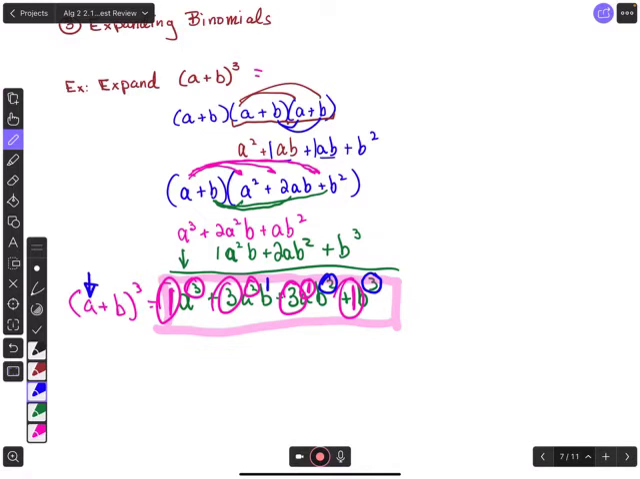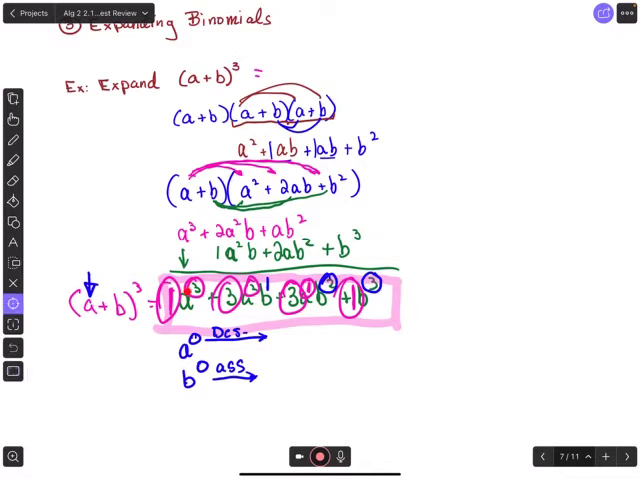Some people look at it as the a exponent goes descending, and the b exponent goes ascending, if you just always read from left to right. So if they look at it that way, they go a descends 3, 2, 1, none. b ascends 0, 1b, 2b, 3b.